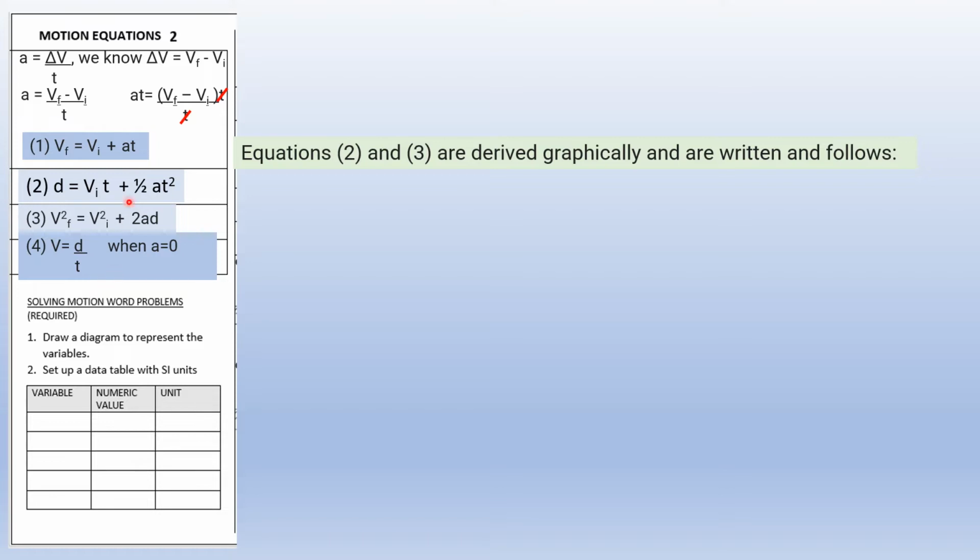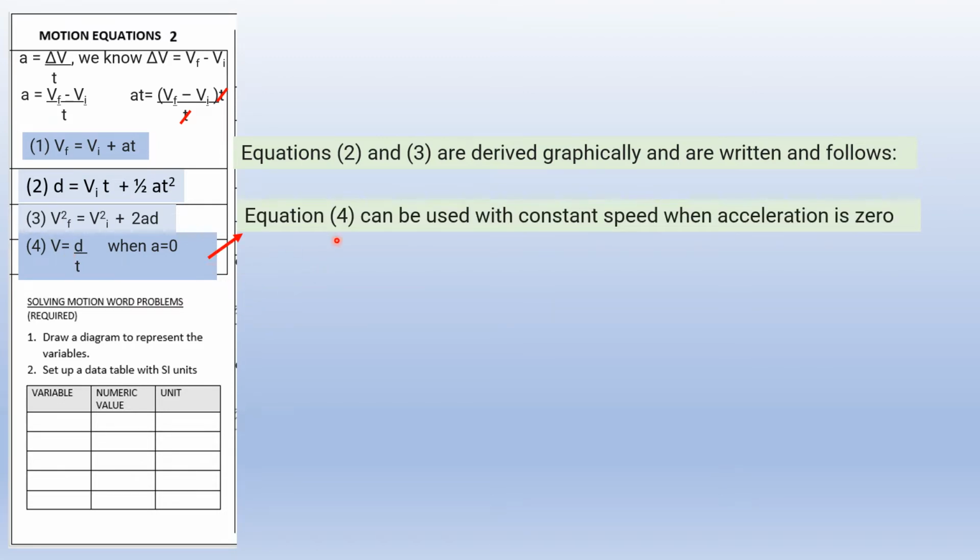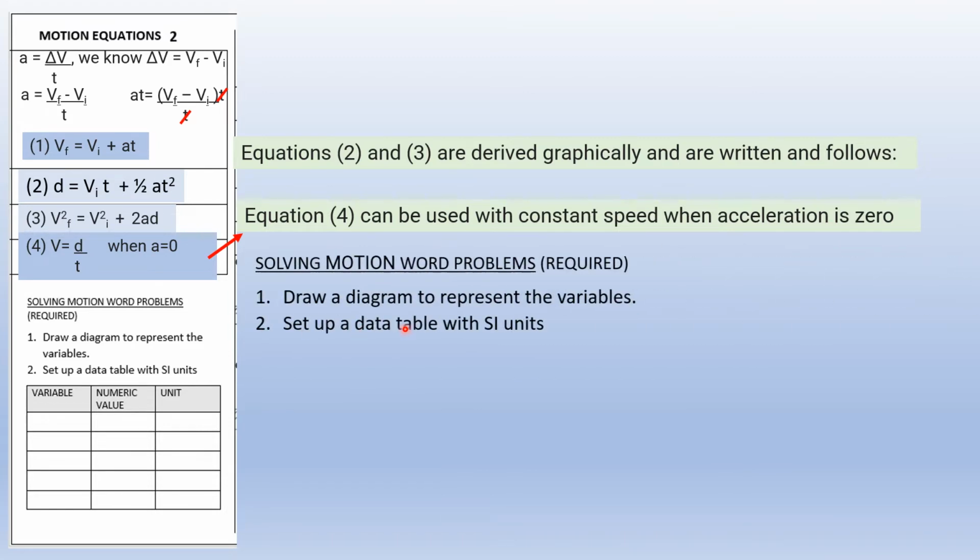Now notice that in equations 1, 2, and 3, acceleration is different than 0. So we have terms here with acceleration. But for the fourth equation, acceleration is 0. So when the velocity is constant, there is no change in velocity here. Therefore, there is no acceleration. So then we can use this formula. Again, equation 4 can be used with constant speed or velocity when acceleration is 0.